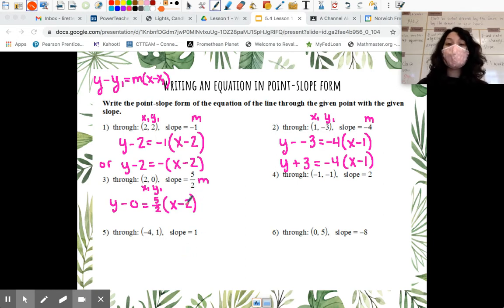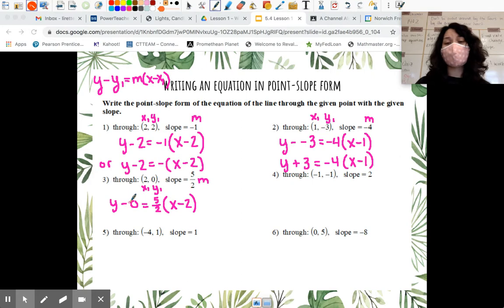Now, if you're in my class, I would accept this as an answer. You could leave it like this. You may be in a class where they want you to simplify it even further. So if you're not in my class, you just want to double check with your teacher how they would want something like this written. You could leave it like this, or think about what y minus 0 is.